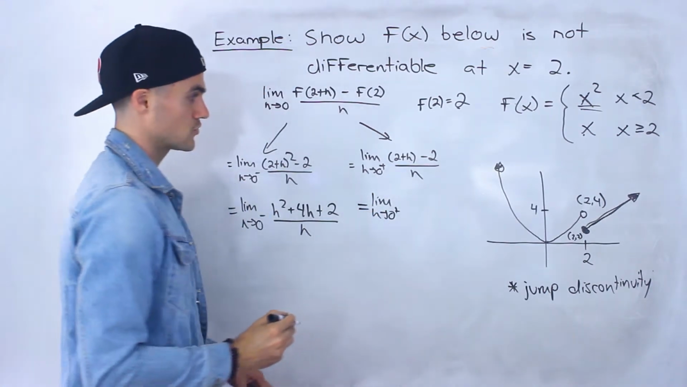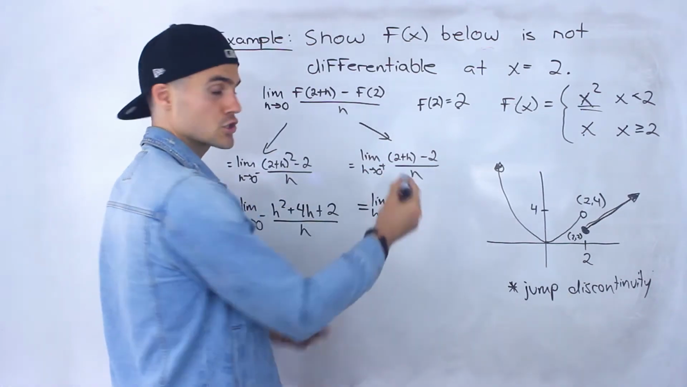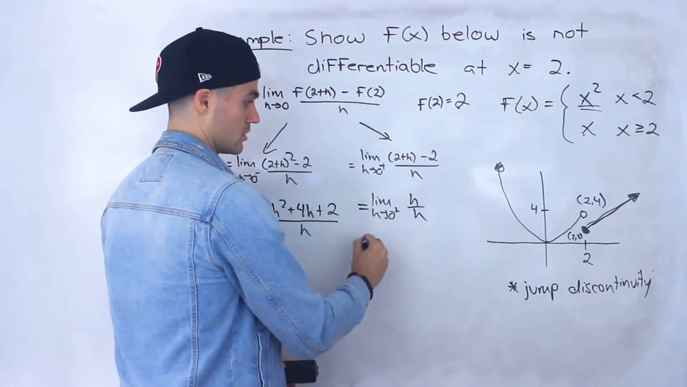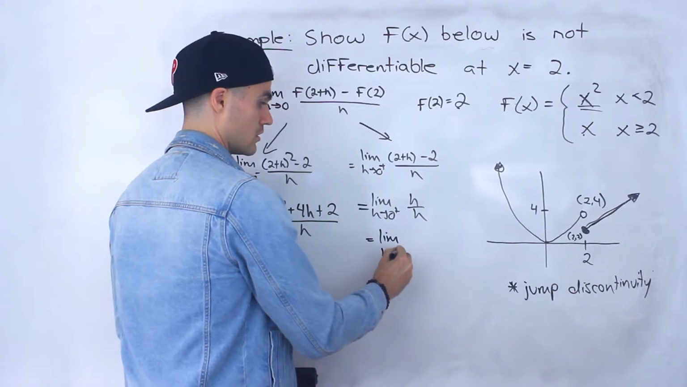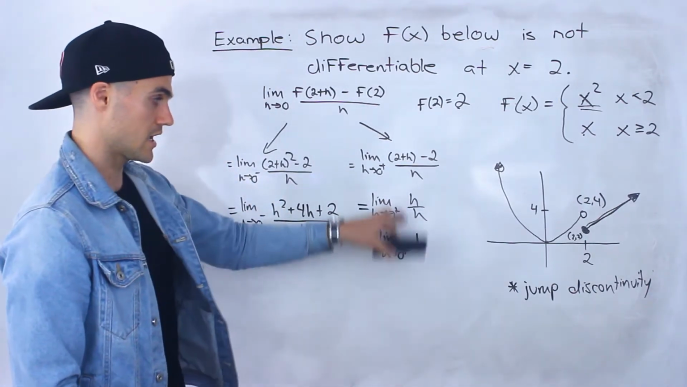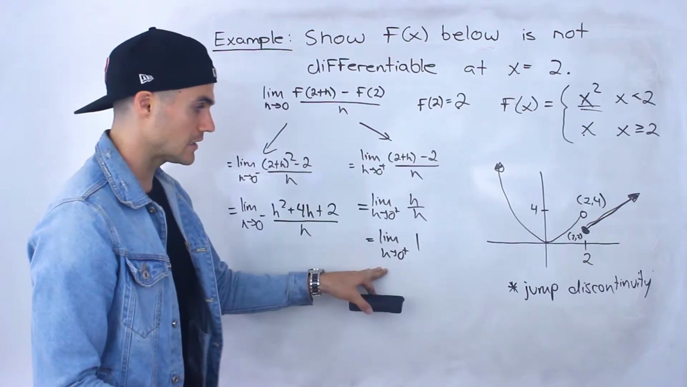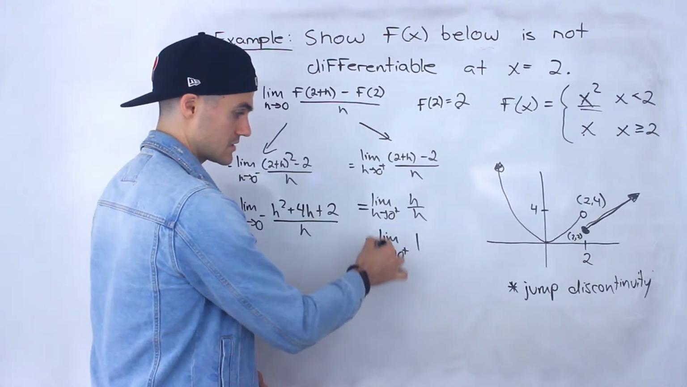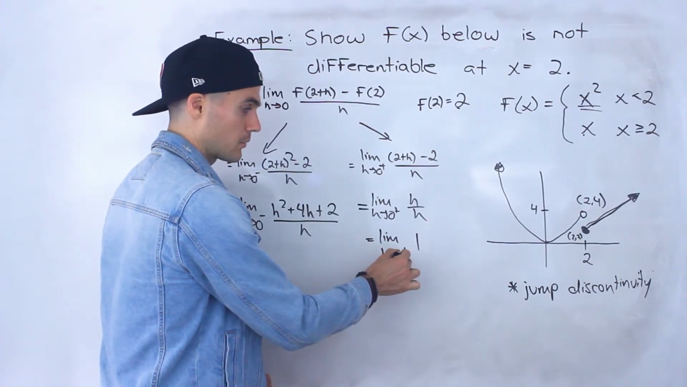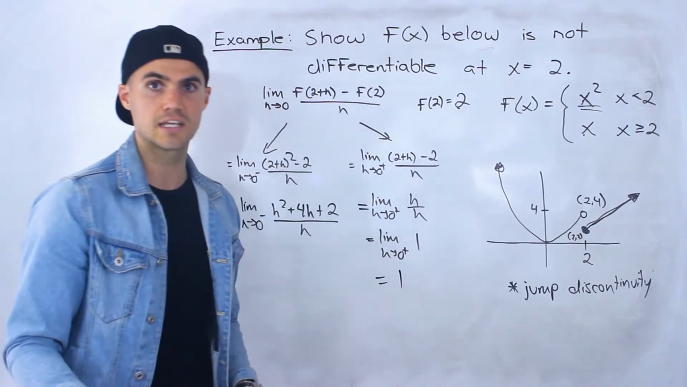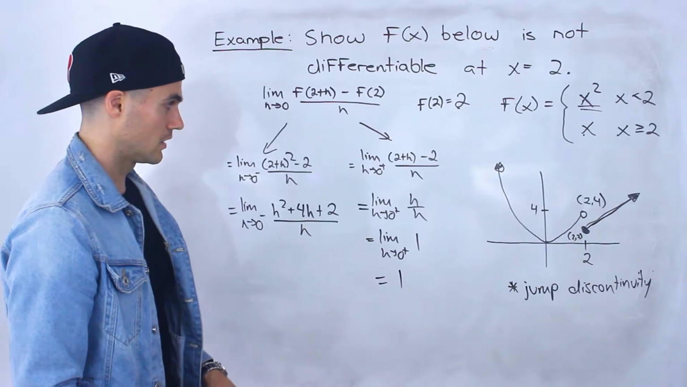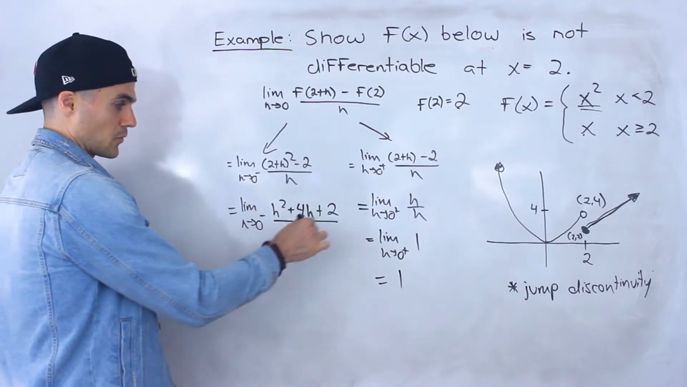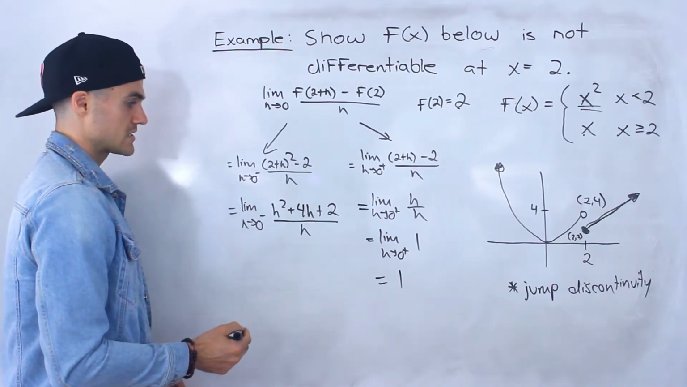And this one simplifies really nicely, because notice we'll have 2 plus h minus 2. Notice the 2's will cancel out. And so we would end up just having h over h, which is just equal to 1. Right? h over h simplifies to 1. And then for the limit of a constant, as h approaches 0 from the positive side, this could be any variable approaching a number, for a constant, it's always just going to equal that constant. So this limit here simplifies to 1.